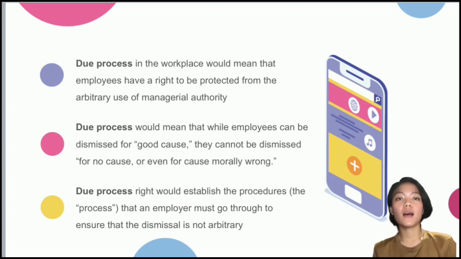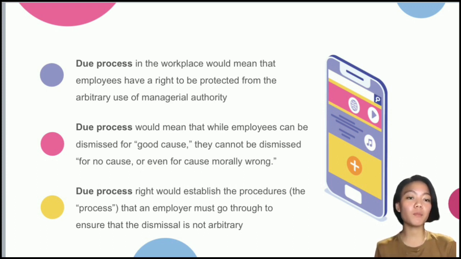Second, due process would mean that while employees can be dismissed for good cause, they cannot be dismissed for no cause or even for a cause that is morally wrong. So you've got to be consistent in your application of your own rules. Workers have the right to a consistent and predictable employer response when a rule is violated. In other words, problems cannot be corrected on an ad hoc basis without the employer being perceived as arbitrary or unreasonable or even discriminatory. Bear in mind as well that generally speaking, practice trumps policy.